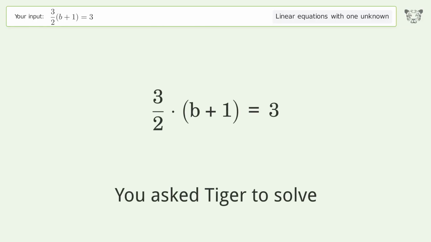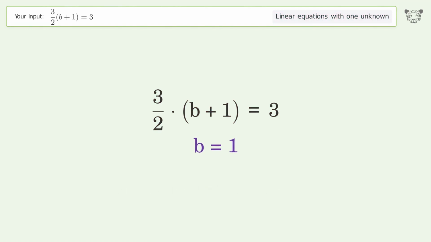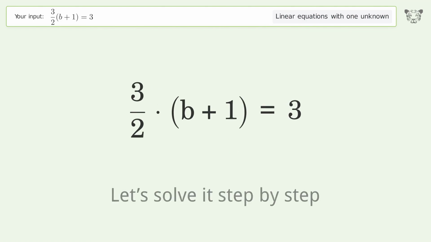You ask Tiger to solve. This deals with linear equations with one unknown. The final result is b=1. Let's solve it step by step.